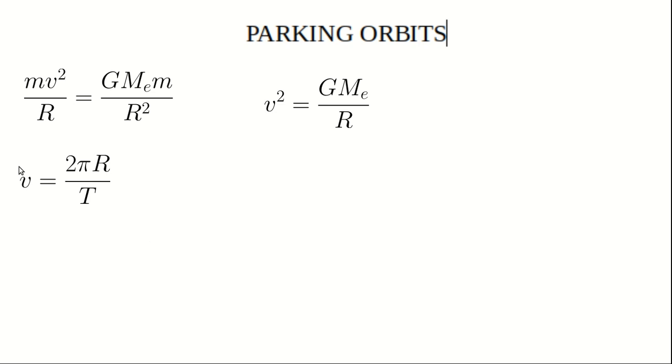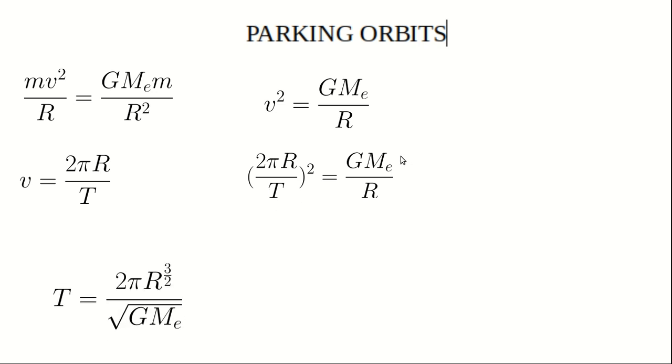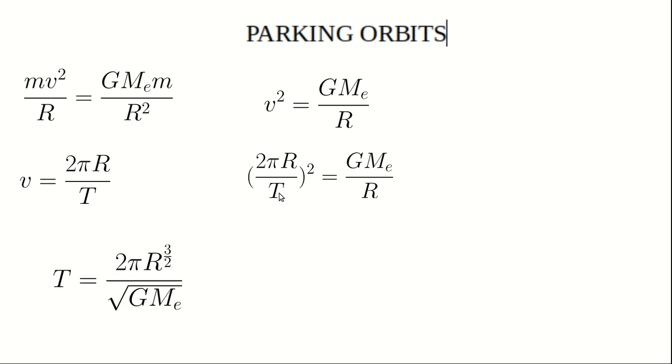So now that we have our v, we can square this one and replace with this, and that gives us 2 pi r all over T, squared. We can open this bracket, that will give us 4 pi squared r squared all over T squared equals this. So depending on how you want to do it, make your T the subject of the formula. T squared comes here, GM_e goes down, r comes up, which makes it r cubed. So if we take the square root of both sides, it becomes r to the power 3 over 2. So this is the formula to find the period of a satellite in an orbit, right?